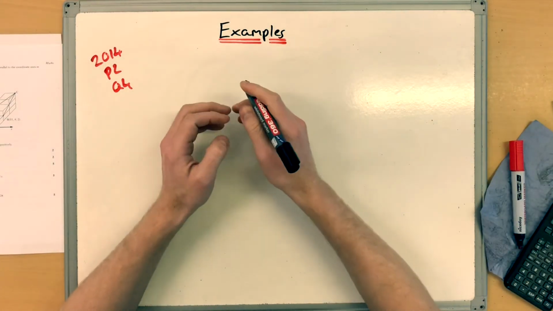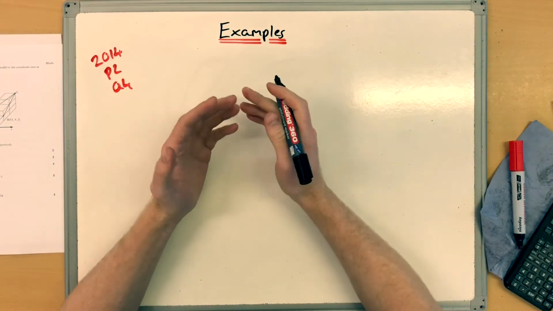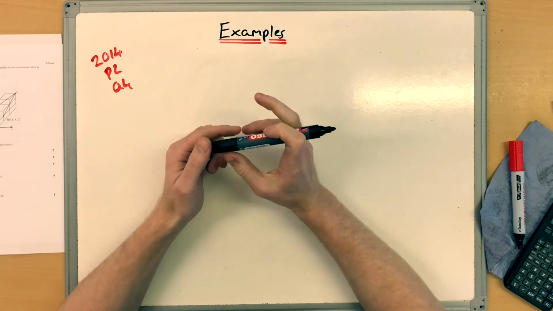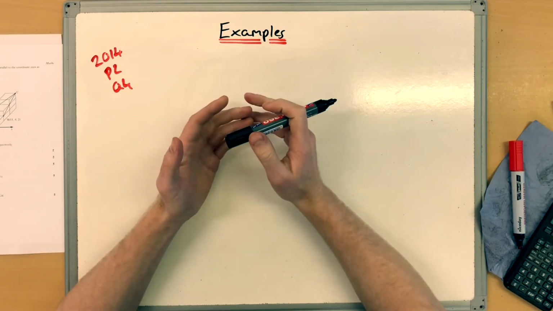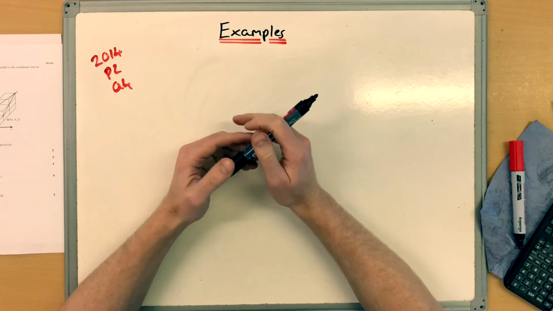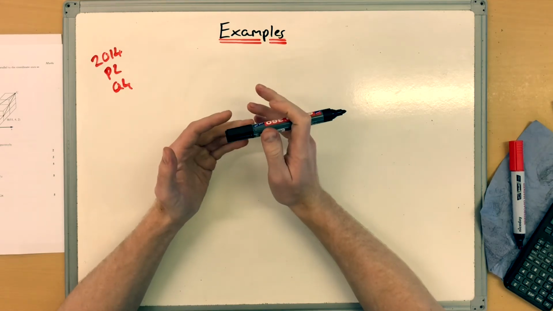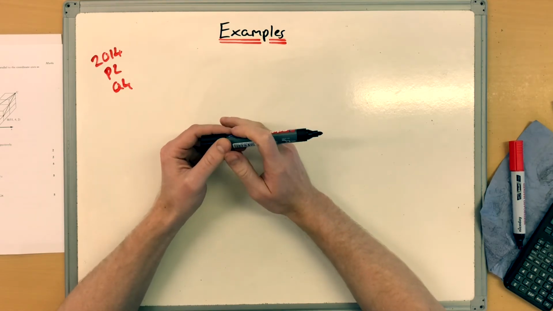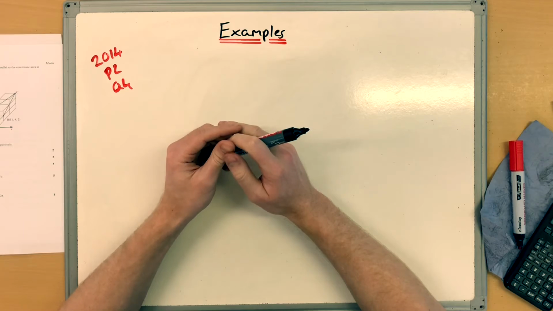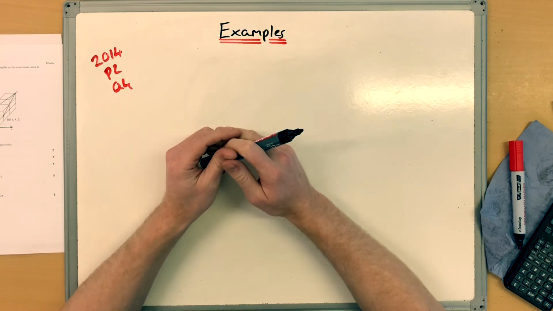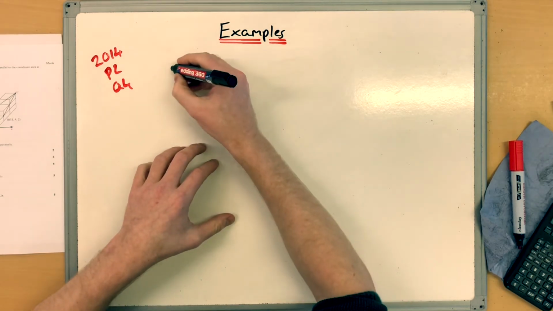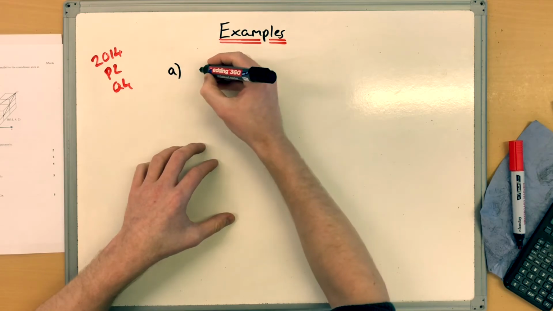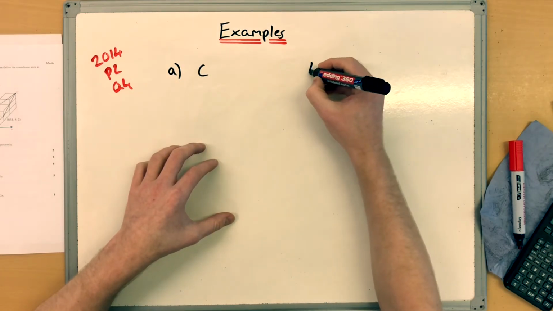So what have I got? Well, I've got a picture of some stacked cuboids, and the first thing I'm asked to do is find the coordinates of C and D. So let's start with that. Well, this is just going to be a visual task.